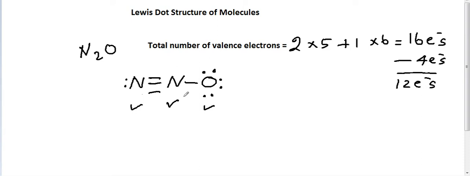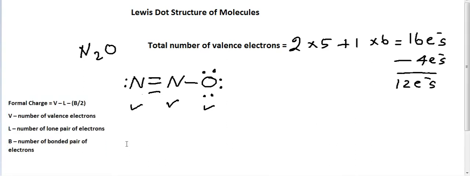We can cross verify by calculating the formal charges of the elements involved in the molecule. The formula to calculate the formal charge is given there. Formal charge is given by valence electrons minus the number of lone pair electrons minus the bond pair electrons divided by 2. So in this case, let us start by calculating for the first nitrogen.